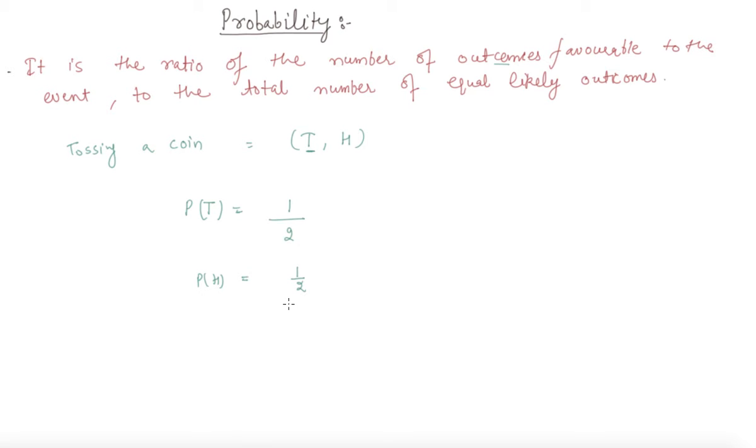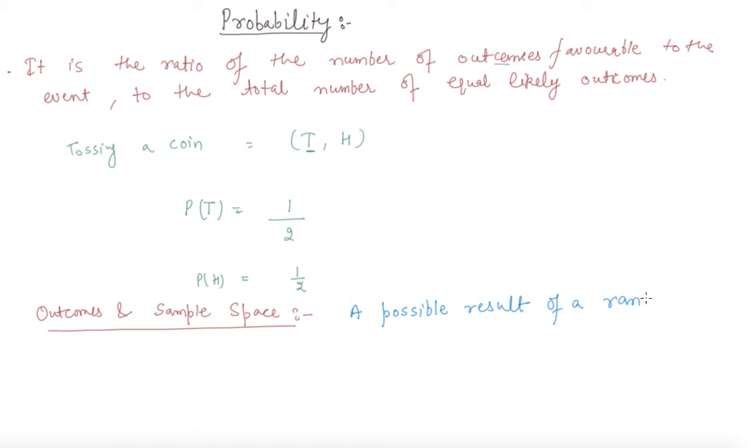Now I will tell you about what the outcomes and sample space of a particular event, or you can say a particular experiment, are. So now let's write outcomes and sample space. So what is an outcome? A possible result of a random experiment is called its outcome.